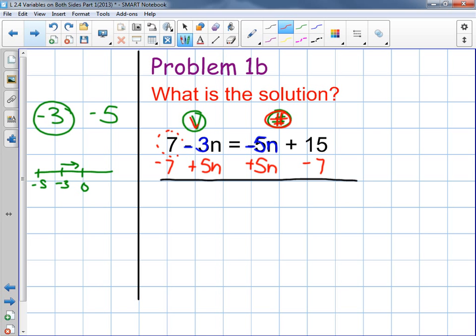On the left-hand side, 7 minus 7 cancels. Negative 3n plus 5n is 2n. On the right-hand side, the variables cancel. 15 minus 7 is 8. And now you just have one step left. 2n means 2 times n. To get rid of 2 times, you divide by 2, and what you do on one side, you do on the other side. So n equals 8 divided by 2 is 4.